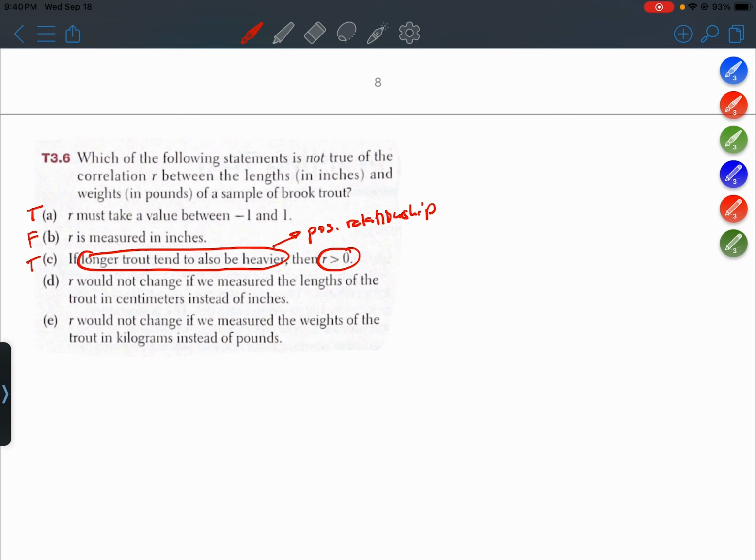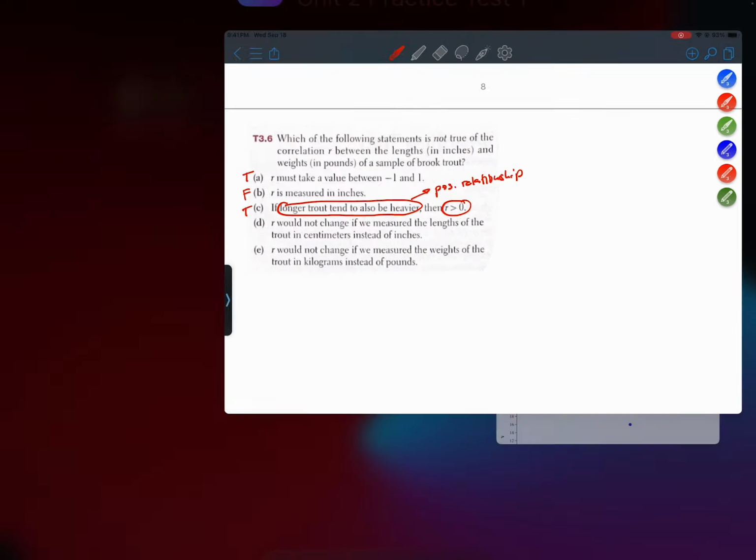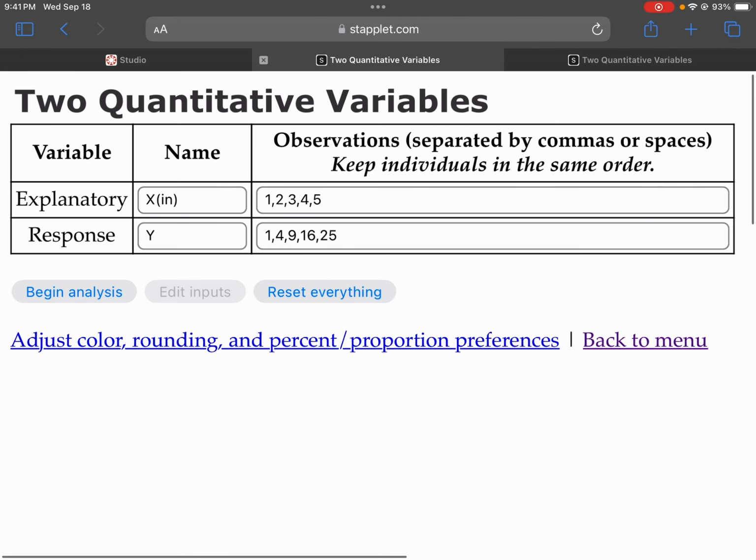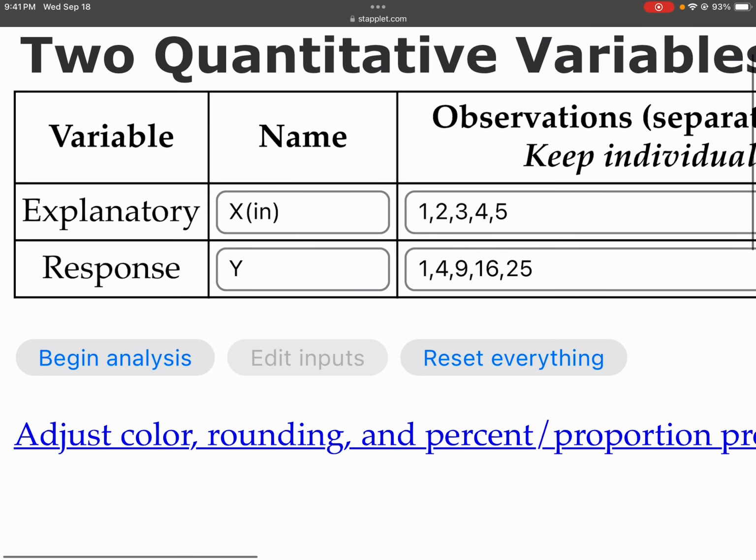Okay. D, R would not change if we measured the lengths of the trout in centimeters instead of inches. So let's explore what happens when we change the units of one of the variables. Here I've got two variables, x, and I'm going to pretend this is in inches, 1, 2, 3, 4, 5. The response variable is just 1, 4, 9, 16, 25. This is squared values here.